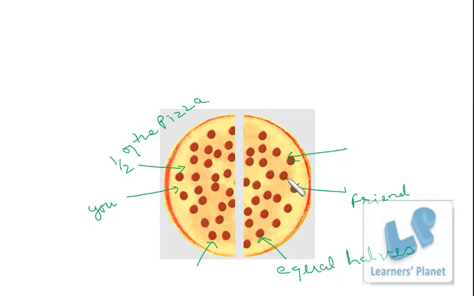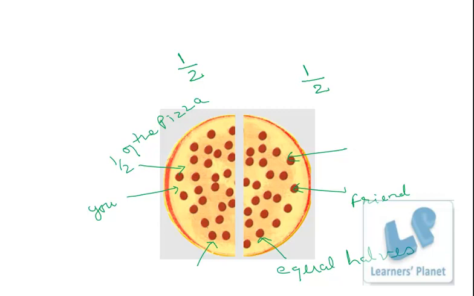These are two pieces. Out of two pieces, you are going to eat one, and out of two pieces, your friend is going to eat one, right? So we call this portion half of the portion. Half pizza I will give to you and half pizza I will eat. So how do we write half? Out of two pieces, one belongs to you and one belongs to your friend, right? So half pizza and half pizza, okay?